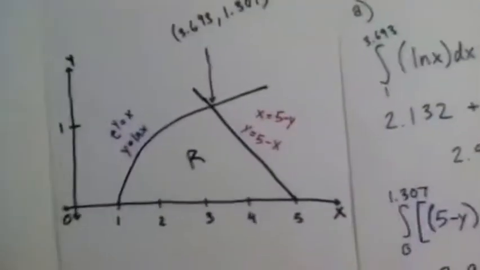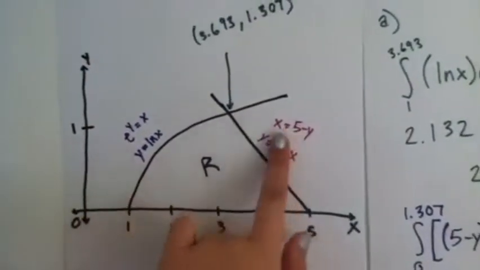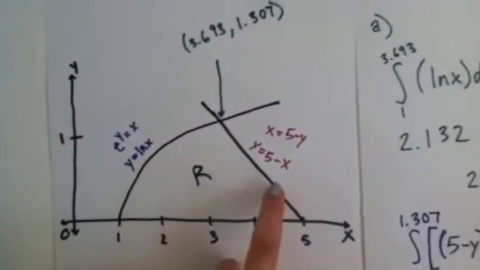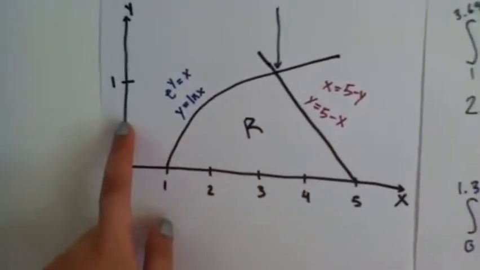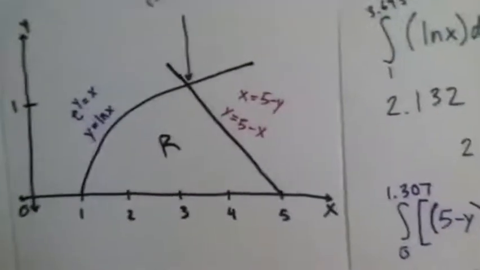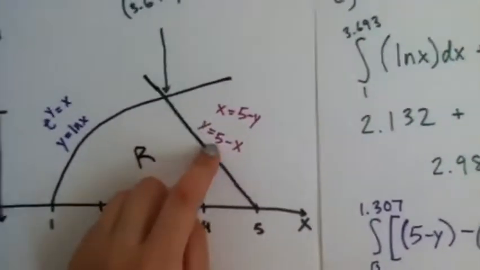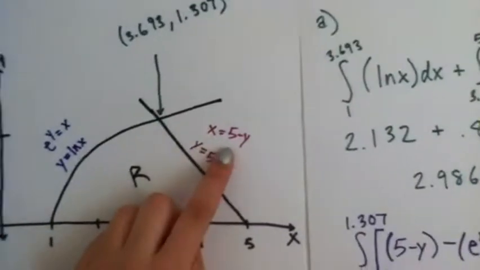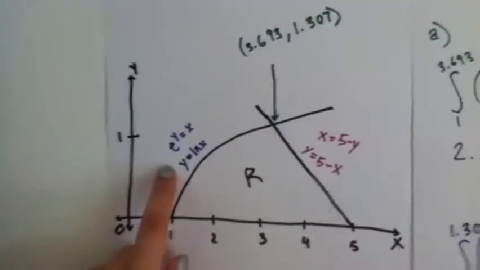2.986. The other way to find the area of the region R is with respect to y. So when you're doing it with respect to y, instead of going this way, you're going this way. So you need to find the area below this function and subtract the area below this function from that. So first you have to change these functions from y equals to x equals. So y equals 5 minus x becomes x equals 5 minus y, and y equals ln x becomes e to the y equals x.